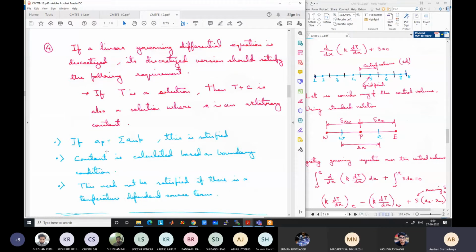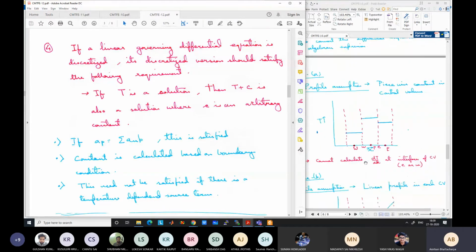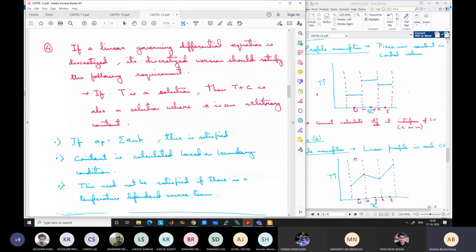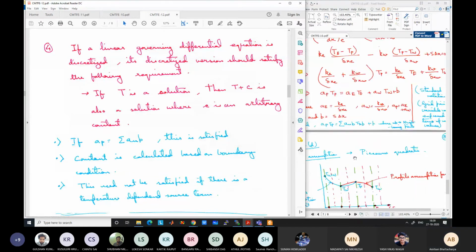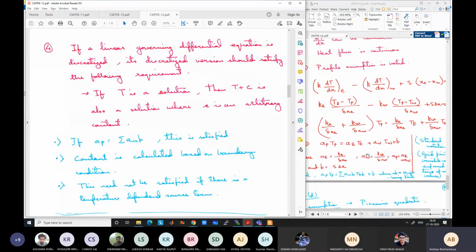This is automatically satisfied if AP is equal to summation of A, and that is true without any source term or with constant source term, as we have seen in our discretization. So our normal discretization scheme also satisfies this condition automatically, that AP is equal to AE plus AW. And if this is true, this condition will be satisfied. You can check this.